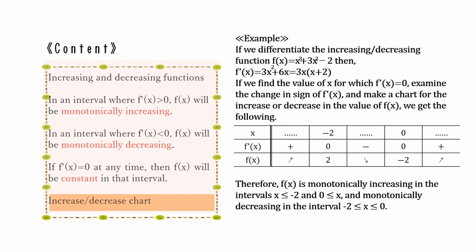From this table, we can see that f of x increases monotonically in the interval x less than or equal to negative 2 and in the interval 0 less than or equal to x, and decreases monotonically in the interval negative 2 is less than or equal to x, which is less than or equal to 0.